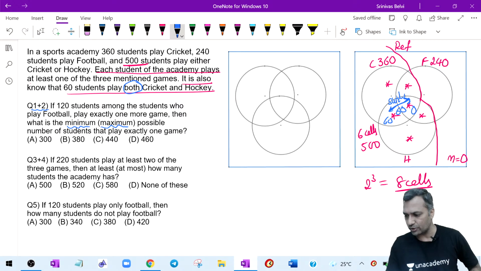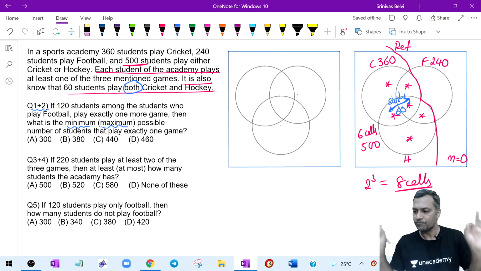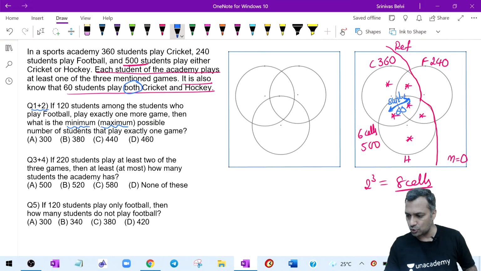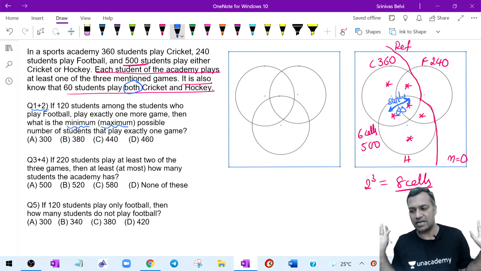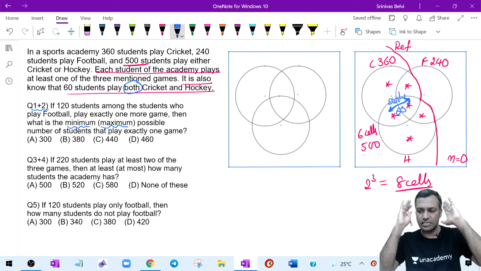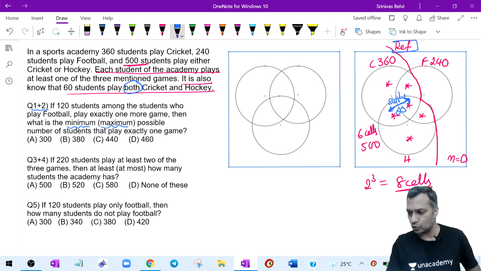Which means the 60, you can write entirely 60 here and 0 here, or entirely 0 here and 60 here, or you can spread it between the two cells. Say there are 6 cells, out of which these two cells put together is 60. That's it. So once I read this, this is my reference diagram. My reference diagram looks like this.